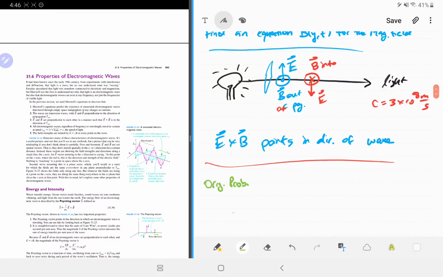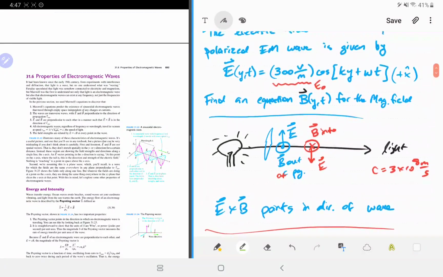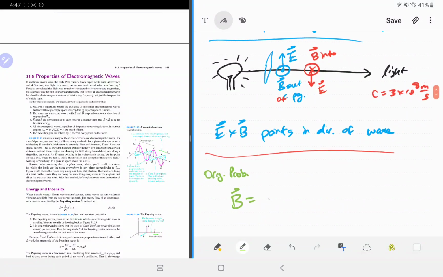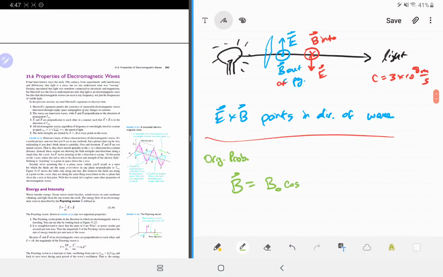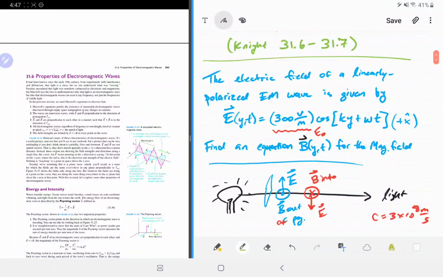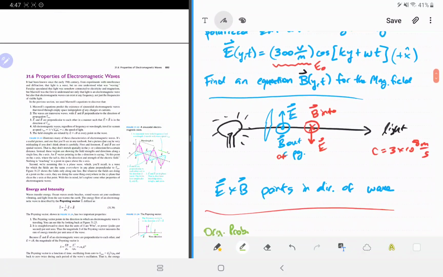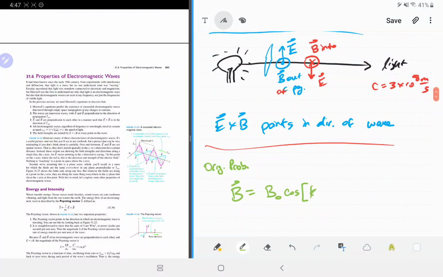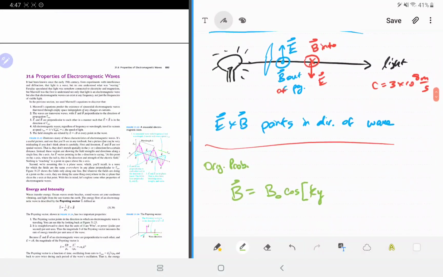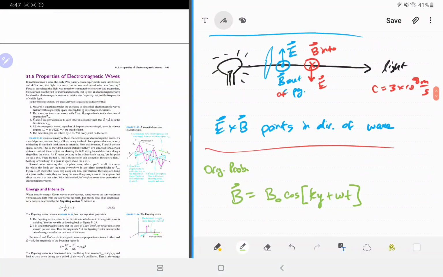Okay, the magnetic field. The fact that these are in phase means that when E is a maximum, B is a maximum. So we're going to have some amplitude that we'll write down in just a second. But the fact that if we plugged in y equals 0 and t equals 0, E is a maximum, so that's where B is a maximum. In other words, this fact that they're in phase means that we can copy down this part exactly the same. So cosine of ky plus omega t. It'll be the same wave number, same frequency in there. The direction will be different and the amplitude will be different.